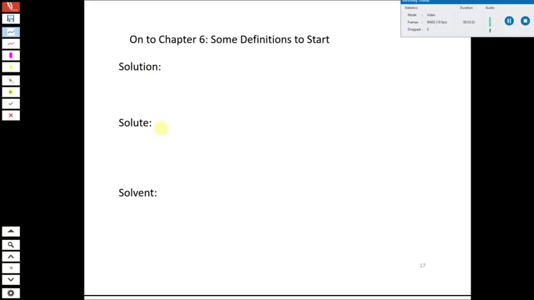So first, some initial definitions. We haven't talked really about solutions yet. We've only talked about pure substances primarily so far. So a solution is a mixture of 2 or more substances. It's homogeneous. These are some terms that we have touched on briefly before and are probably ones that you've seen in previous courses, whether they be chemistry or otherwise. But a solution is a homogeneous mixture of 2 or more substances.